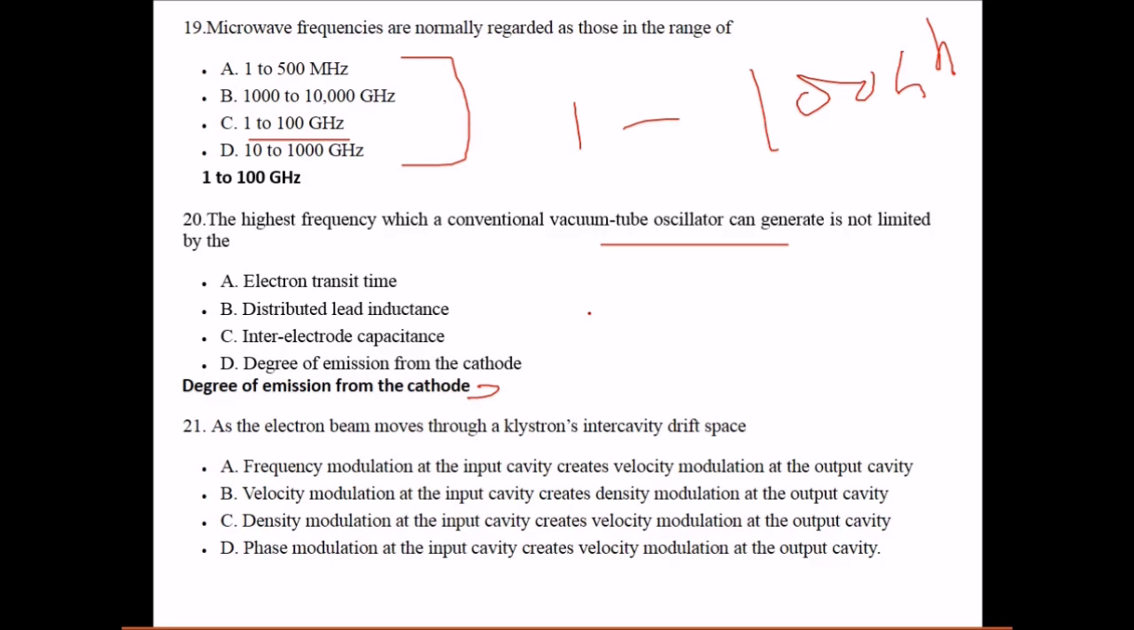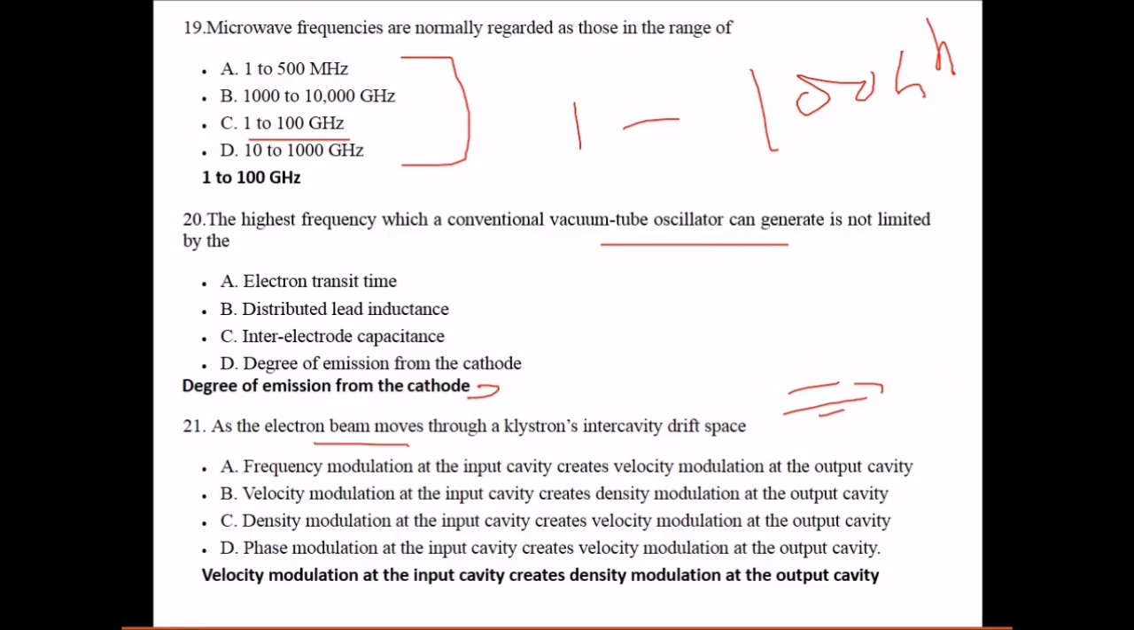As the electron beam moves through a klystron intercavity drift space, what happens? As the electron beam moves through a klystron intercavity drift space, the velocity modulation at the input cavity creates density modulation at the output cavity.